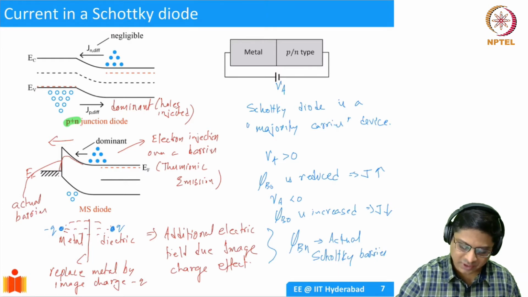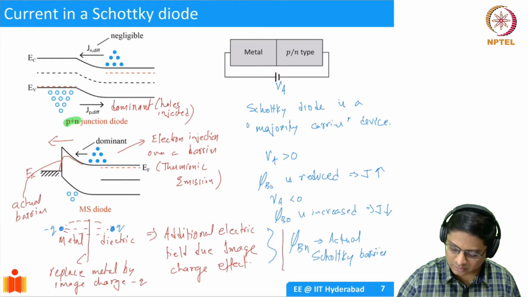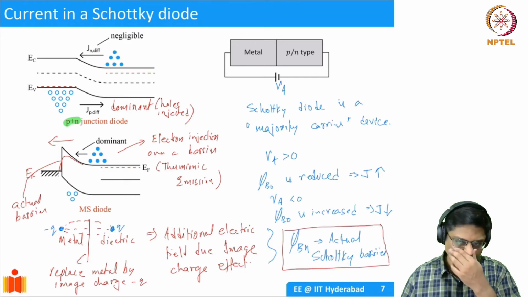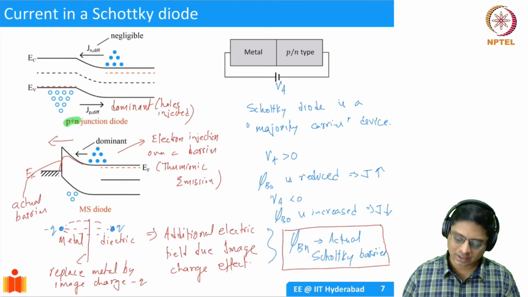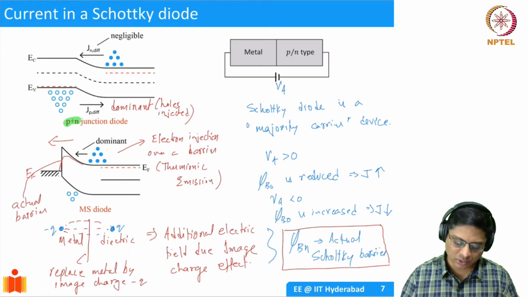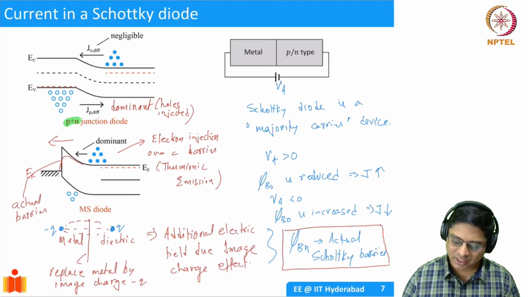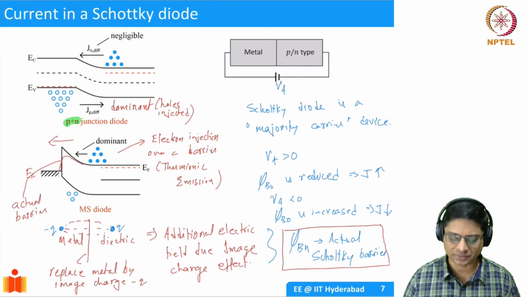In the last video, we saw that phi B0 is the difference between the work function and the electron affinity. That gave you phi B0, which is theoretically the Schottky barrier height. But in reality, the barrier is going to be slightly lowered because of the image charge effect, and that one we call the actual Schottky barrier. We will take a moment and actually compute this as well.